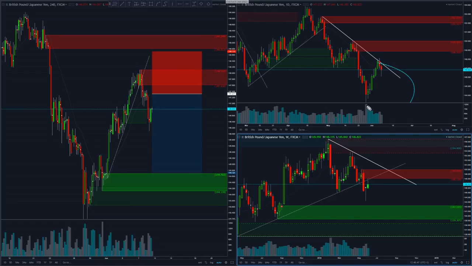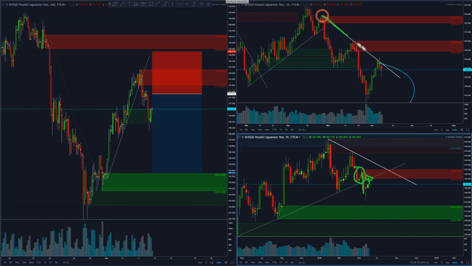Pound yen: what we see here is that on the weekly we had this broken trend line, and we already have the downtrend established because we had a lower low and a lower high. Now the market is retesting this supply zone where the power was accumulated for the break lower, and it gave us a nice rejection.